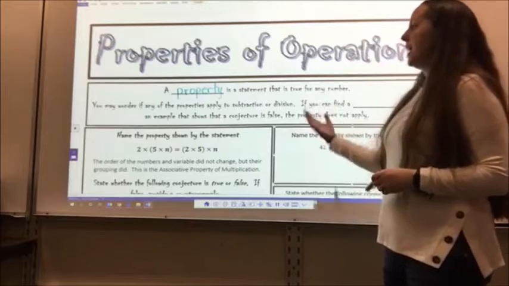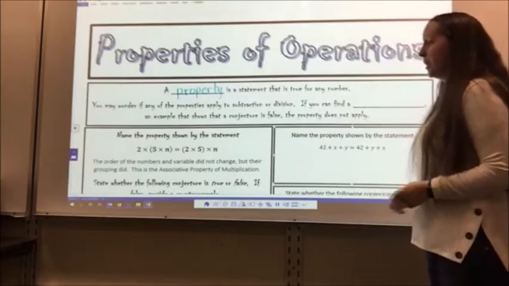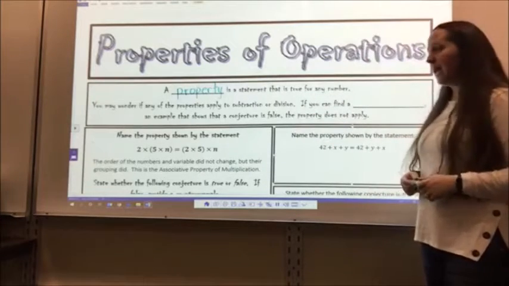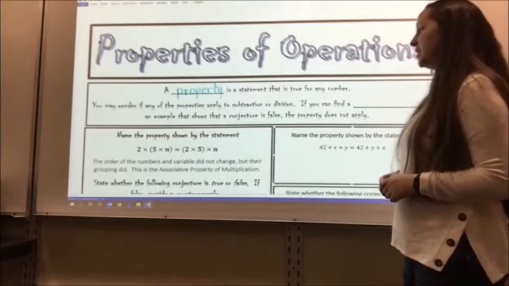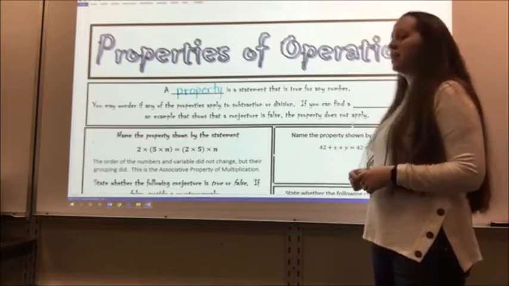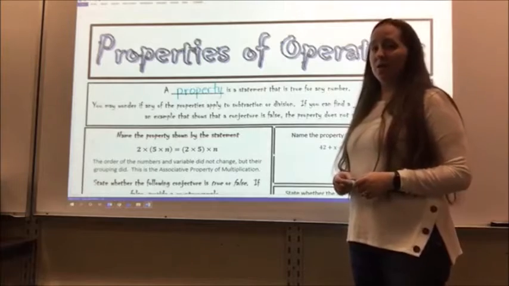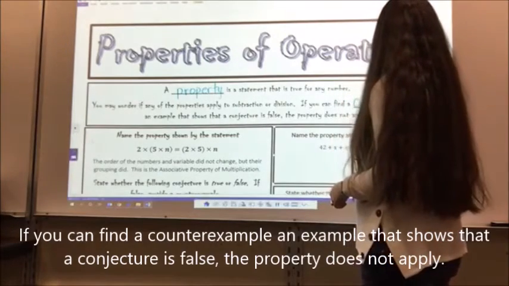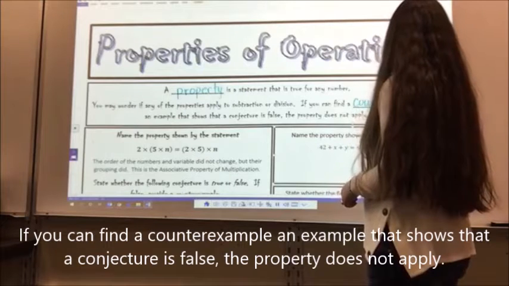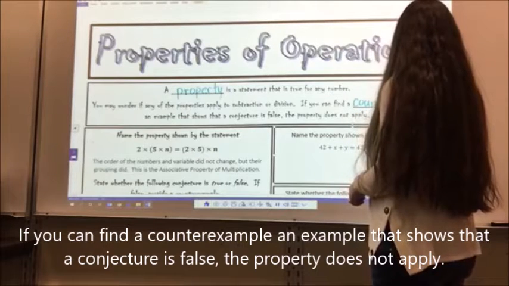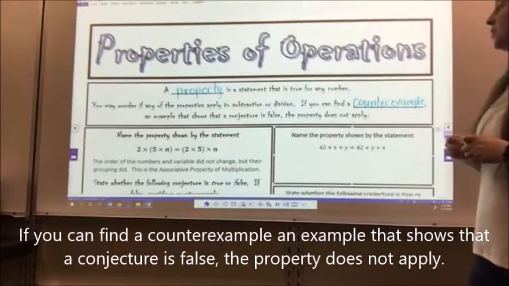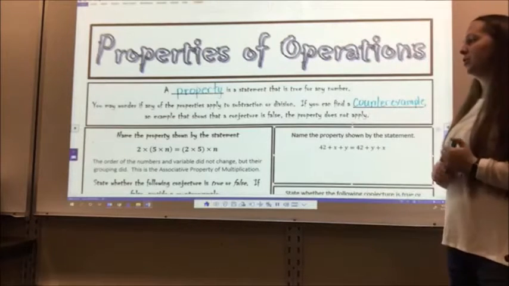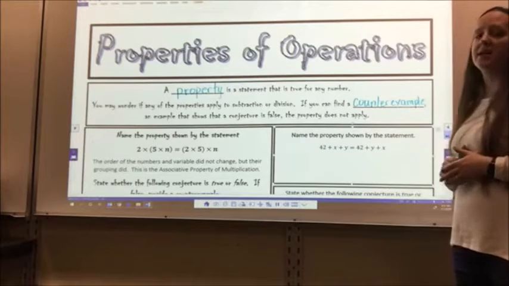You may wonder if any of the properties apply to subtraction or division. If you can find a blank, an example that shows that a conjecture is false, the property does not apply. In that blank, you're going to write counterexample. So if you can find a counterexample, an example that shows the conjecture is false, the property does not apply.